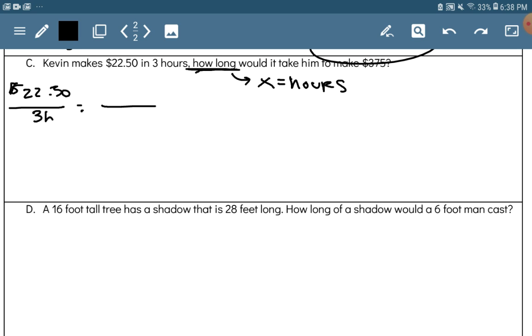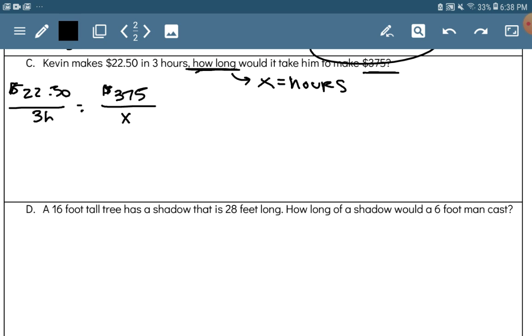When I go to set up my second fraction, I need to stay consistent. So the other amount I know here is $375. Since dollars is on the top of my first fraction, I'm going to put $375 on the top. Since hours is on the bottom in my first fraction and x stands for hours, x is going to go on the bottom.